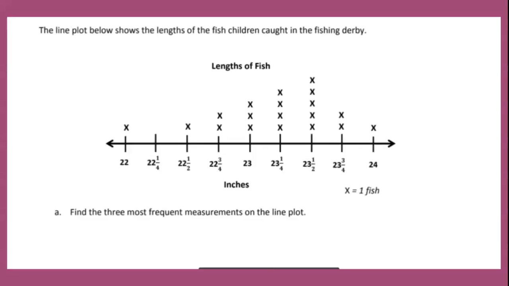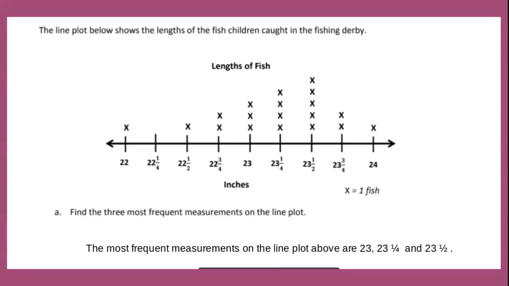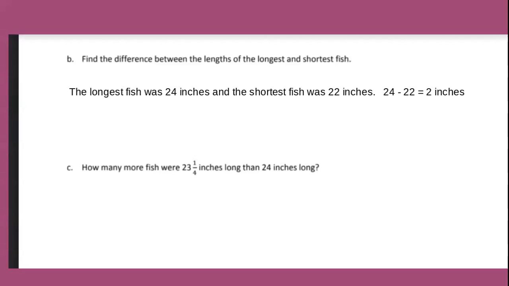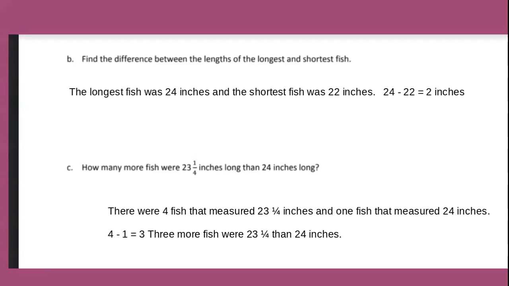Our exit ticket. The line plot below shows the lengths of the fish children caught in the fishing derby. Find the 3 most frequent. The 3 most frequent are 23, 23 1/4, and 23 1/2. Find the difference between the longest and shortest. 24 minus 22 would be 2 inches. How many more fish were 23 1/4 than 24? There were 4 fish that measured 23 1/4 and 1 fish that measured 24. 4 minus 1 is 3. There were 3 more fish at 23 1/4 than 24 inches.